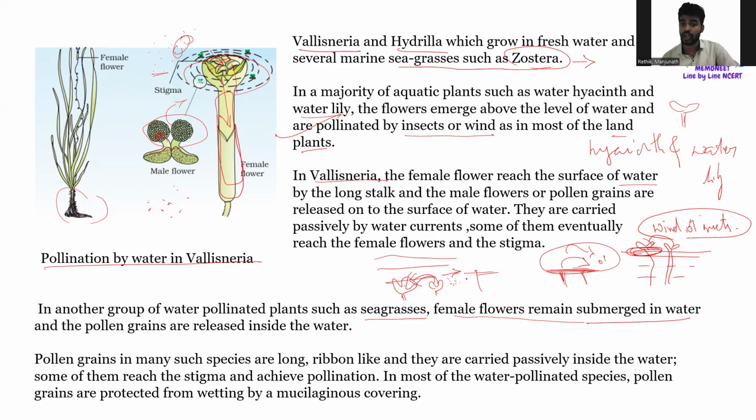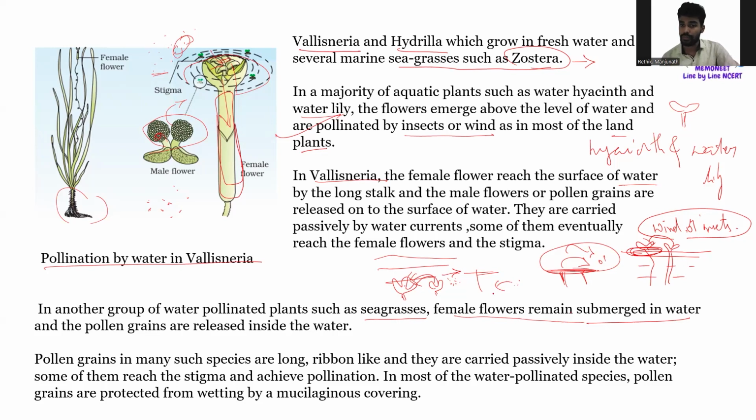The last one that normally happens is where, such as in sea grasses, both male and female remain submerged in the water itself, and the male releases the pollen grains and they reach the stigma of the female, and the pollination happens.